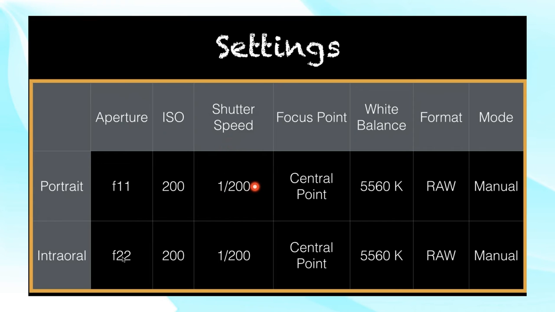Remember, shutter speed, we're always going to leave it at 1/200th of a second. So this doesn't change. Don't change this because really it's not worth it. Just leave it at 1/200 of a second. You're always going to have really good photographs if you know how to change the ISO and the aperture.